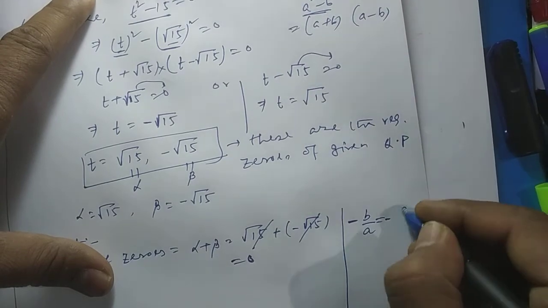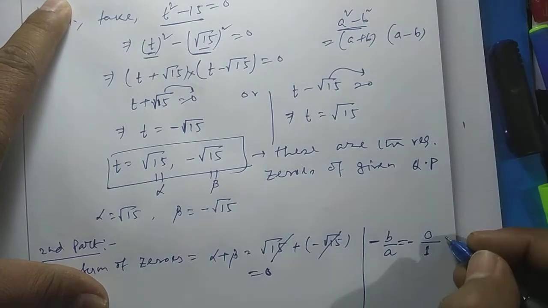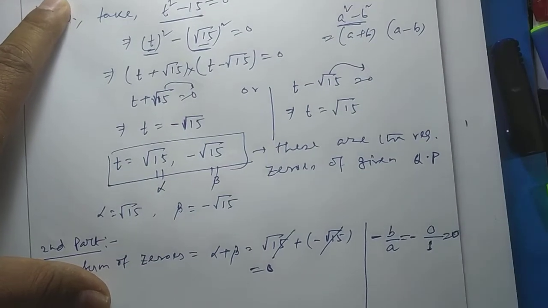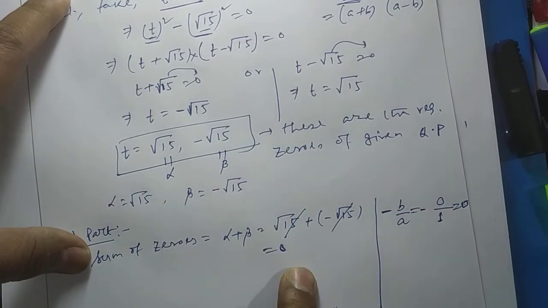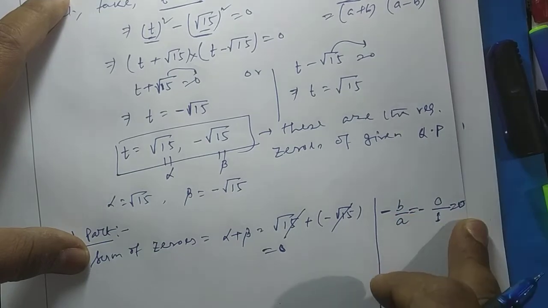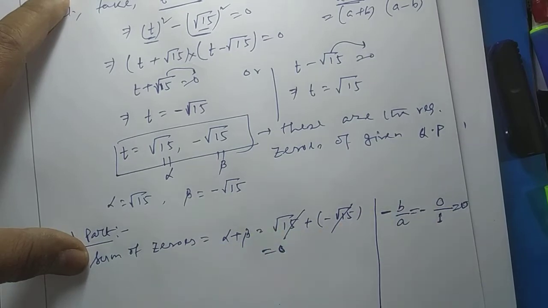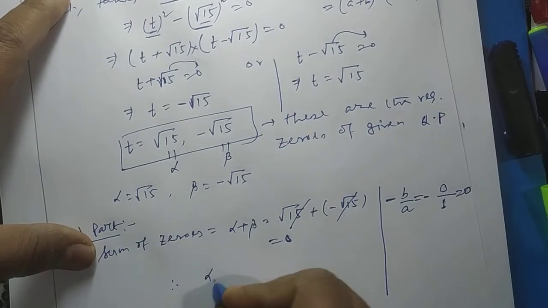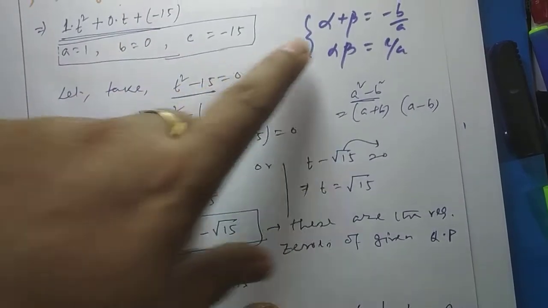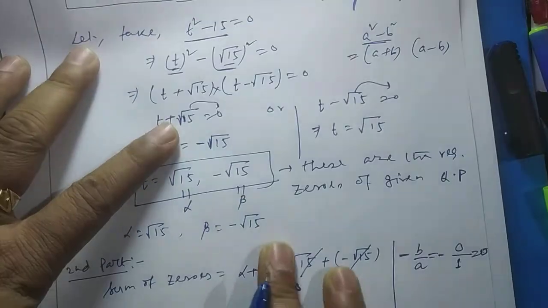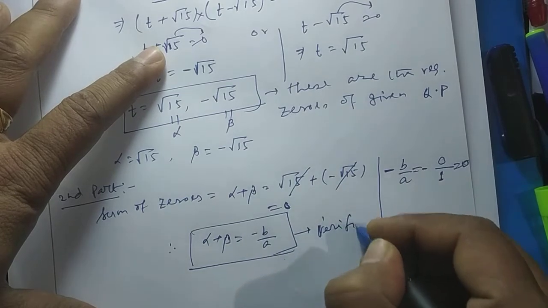Minus 0 as usual, 0 by, and a was 1. 0 by something is always 0, because the numerator is 0. So already you have got alpha plus beta equal to 0. Also you have found −b/a equal to 0. Now compare. If you compare, you see both are equal. So you can say alpha plus beta equals −b/a. That means the first relation has been verified. So write, it is verified. Understood or not?